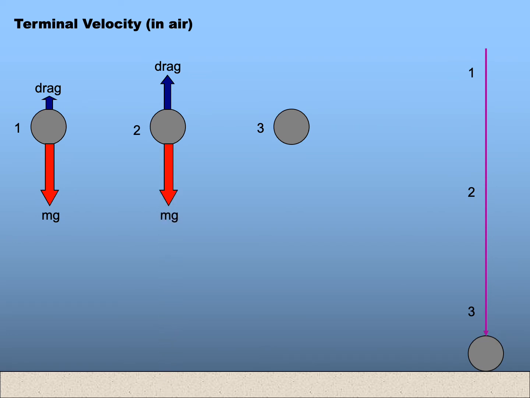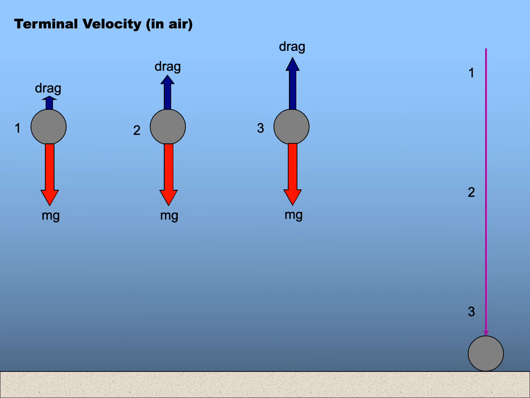Obviously, it doesn't change. And then finally in position 3, just before we hit the ground, well, we've been falling for quite a while now, and the drag force has really built up because the speed has built up. So big speed, big drag force. The weight, of course, remains the same.